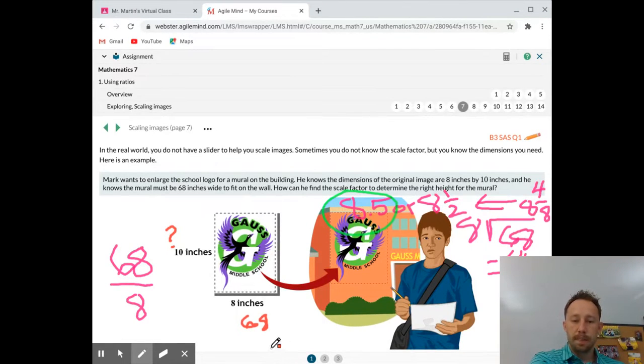We need to multiply by 8.5. Good deal. So let's do that. 10 times 8.5. What's that going to be? 85. Good deal. So our new measurement is what? 85 by, say it again, Jamal. Say it loud. 85 by 68. Good job. All right. So our new dimensions are 85 by 68.